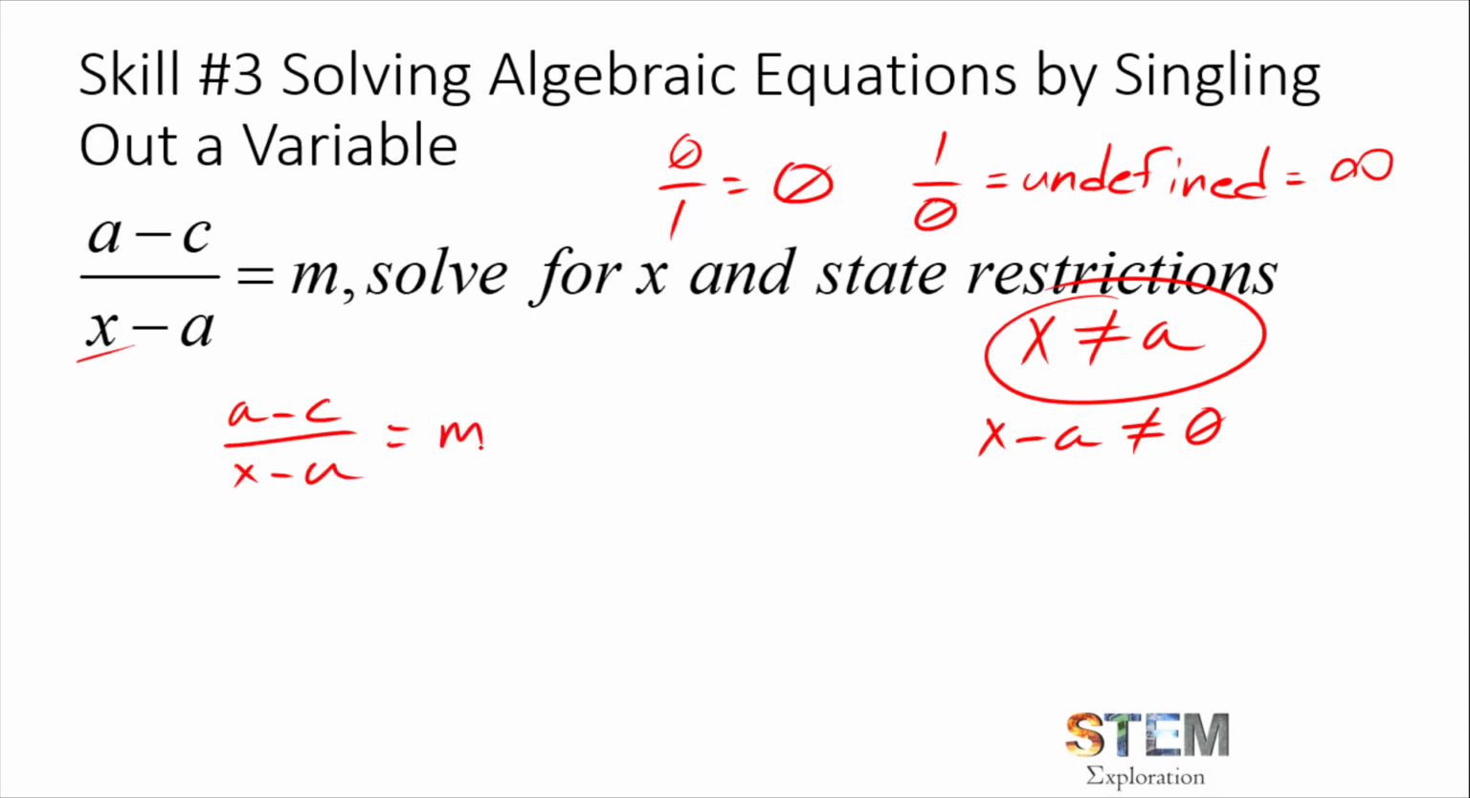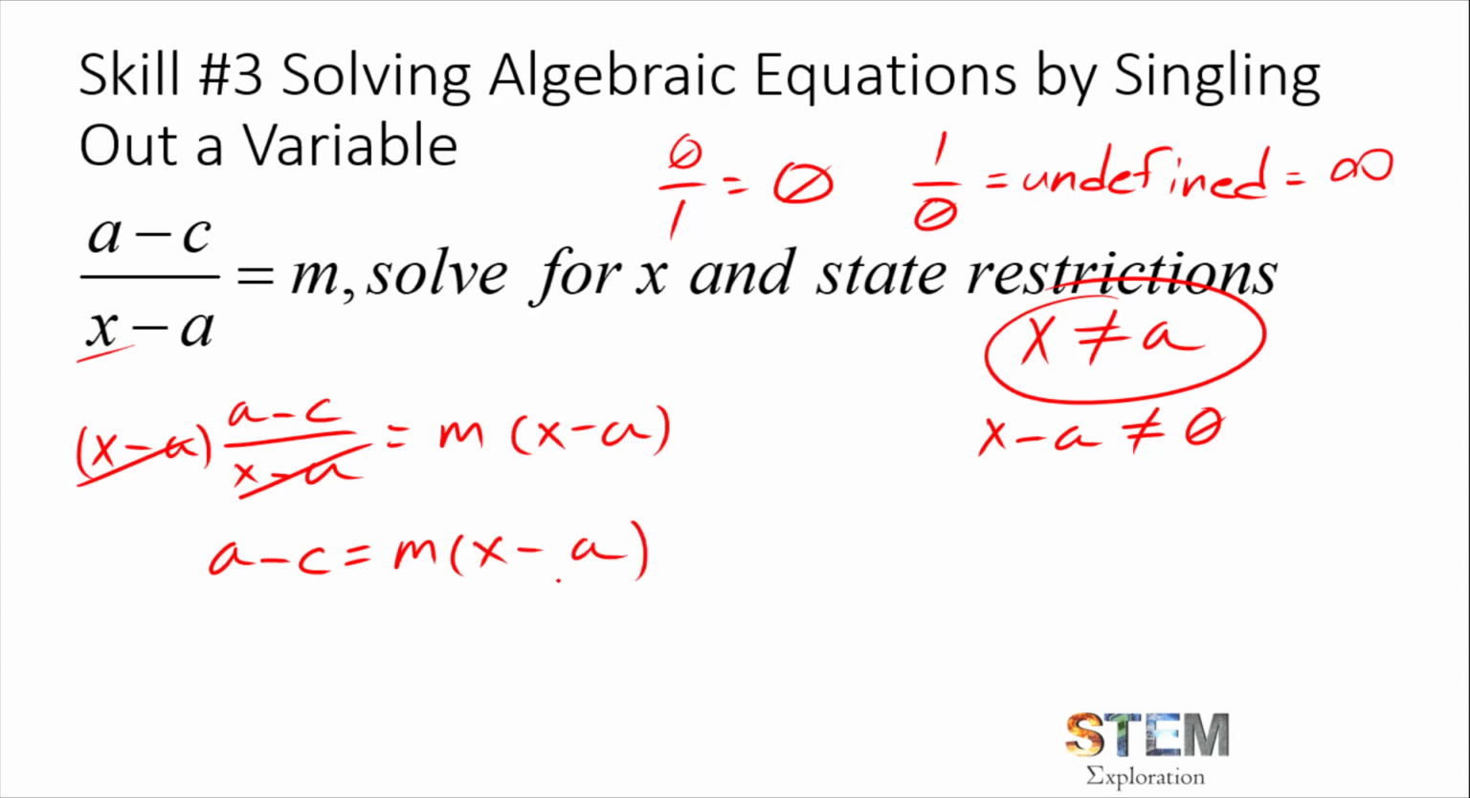But the first thing I'm going to do is, since I don't want to deal with the fraction, which is really annoying, I'm going to go x minus a, and I'm going to multiply both sides by x minus a. What this will allow me to do is simply cancel out these components, and then I get a minus c equals m times x minus a. And then I can distribute this as needed, because there's nothing else I can really do at this point.